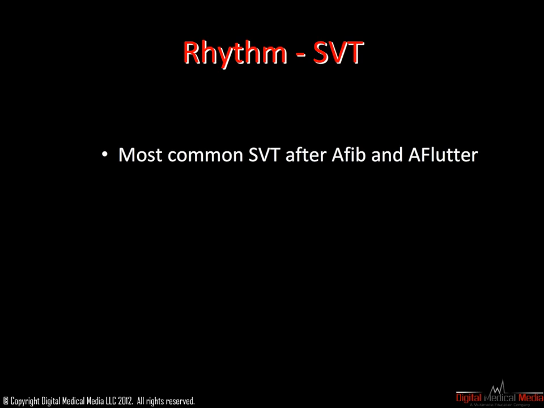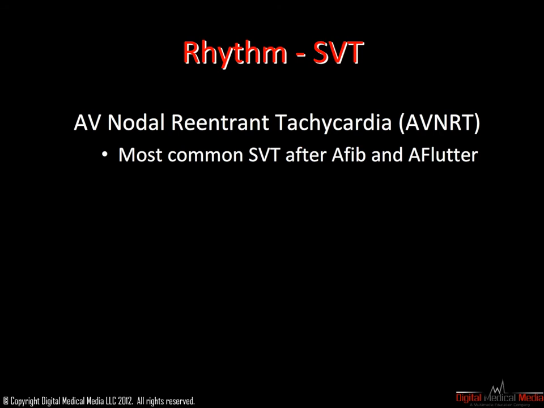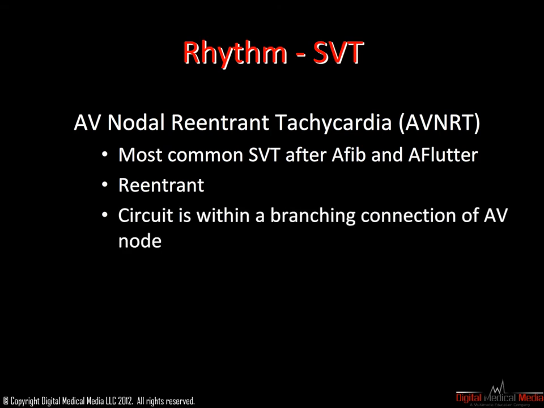The next most common SVT that you will encounter after atrial fibrillation and atrial flutter is AV nodal reentrant tachycardia. This rhythm is most commonly abbreviated AVNRT. This is a reentrant rhythm as is defined by its name. The reentrant circuit is within a branching connection of the compact AV node. Instead of a single connection between the atria and the ventricles, people with this rhythm have a Y-shaped connection in the compact AV node.